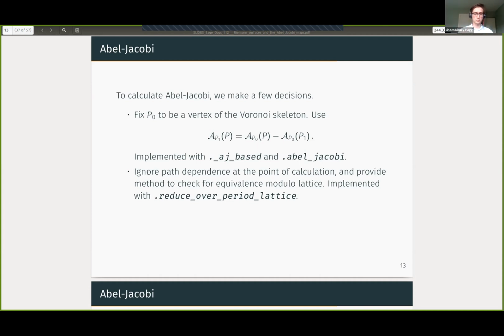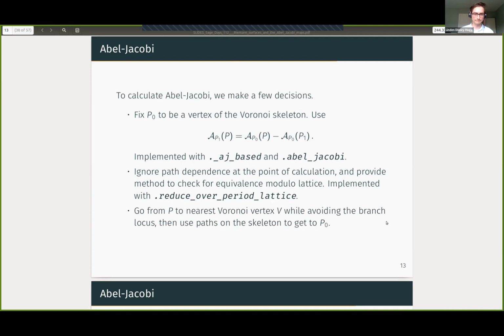And so our approach was to just say, ignore it. You get one vector out if you calculate the Abel-Jacobi map, but then you want to be able to tell if two vectors are actually the same modulo these vectors that we know come from choosing a different path. So we implemented this method, reduce over period lattice, and that's all it does. It takes one vector, another vector, subtracts them, and sees if it's small in your lattice. So that's useful, and that solves this path problem. It might be something that we want to go back in the future to choose different ways to do paths. We'll talk about that in a minute.